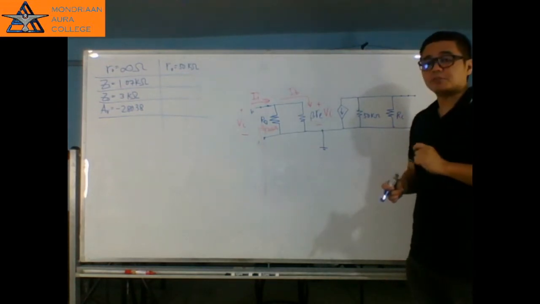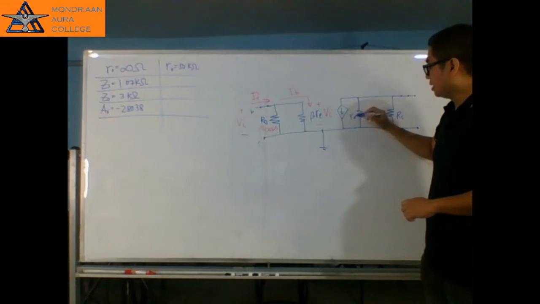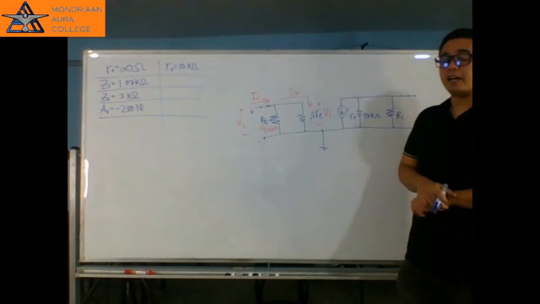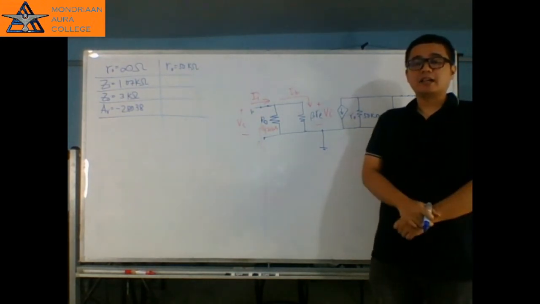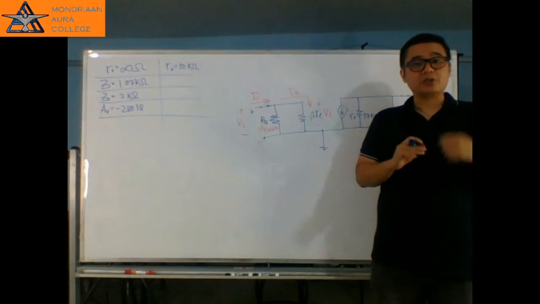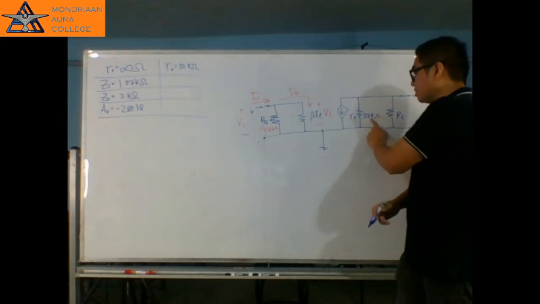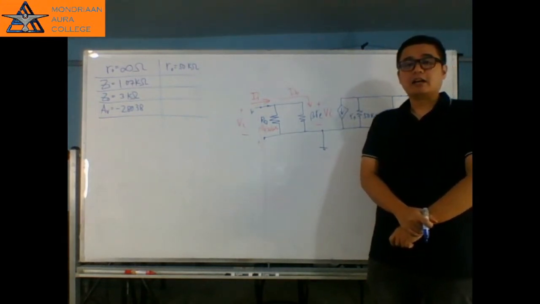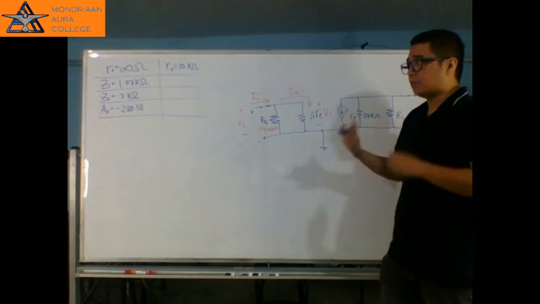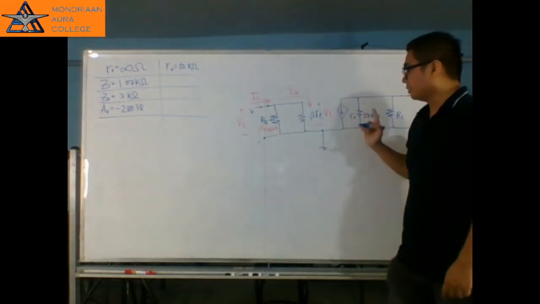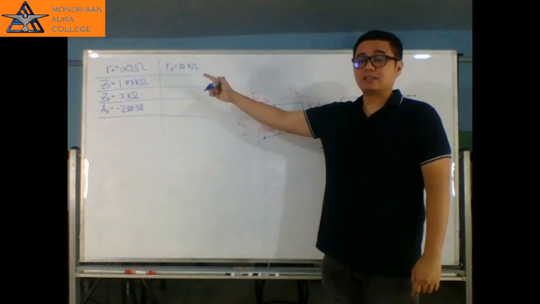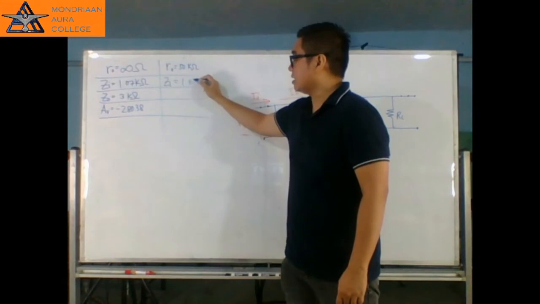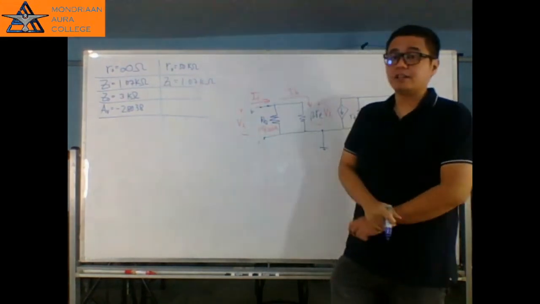Meron tayong 50 kilo ohms. This is your R sub O. Nakaparallel lang siya dun sa ating dependent current source. Kanina sa first part, no, infinite yung ating output resistance. That's why open circuit yung equivalent niya. Ngayon ay meron na tayong specific value of 50 kilo ohms at paparallel lang natin siya dun sa ating dependent current source. Ano bang magiging effect ng RO na 50 kilo ohms sa ating input impedance? Wala naman siyang effect. Therefore, Z sub I is still equal to 1.07 kilo ohms.